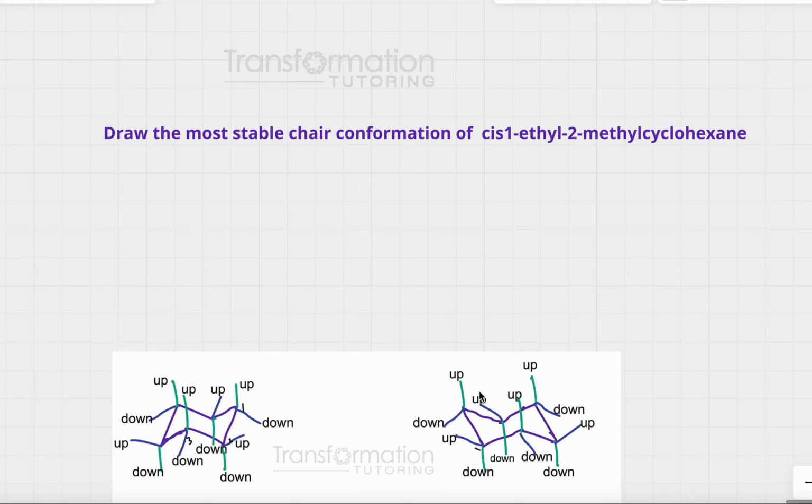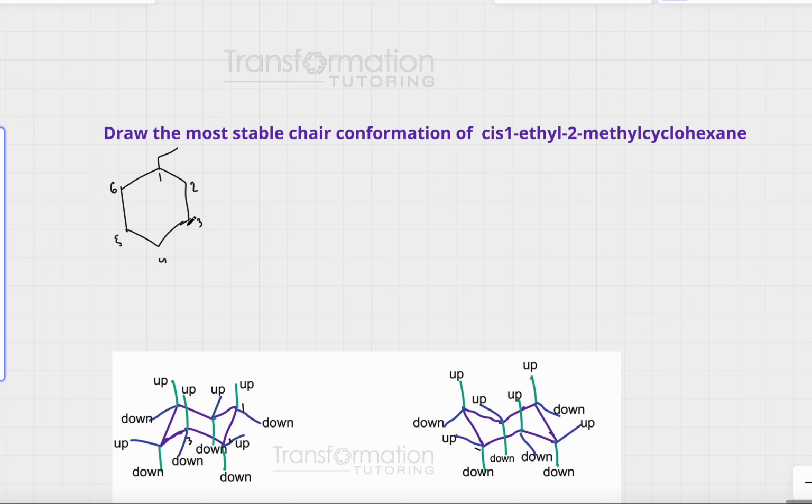Draw the most stable chair conformation of cis-1-ethyl-2-methylcyclohexane. Let's go ahead and begin by drawing our molecule. We have a cyclohexane, and we can number it 1, 2, 3, 4, 5, and 6. On number 1, we have an ethyl group.